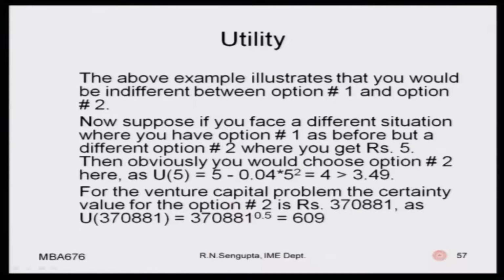So the above example illustrates that you would basically be indifferent between option 1 and option 2, based on finding the value of C, which you have already found out is the certain equivalent. Now if you face a different situation, as I mentioned, and you change the value and get a different option 2 with a value of 5, then using the same quadratic utility function you will get a value of 4. This means that for an input of 5, the certain equivalent comes out to be 4.